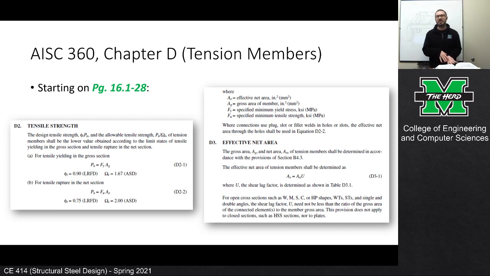Now, if you look at Chapter D, obviously that's the chapter that we're looking at, or that matters to us right now because we're saying design of members for tension. The very top of the page says, okay, the chapter is organized as follows. There's slenderness limits, tensile strength, effective net area, so on and so forth.